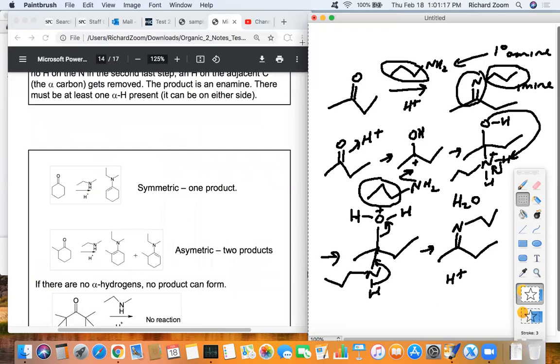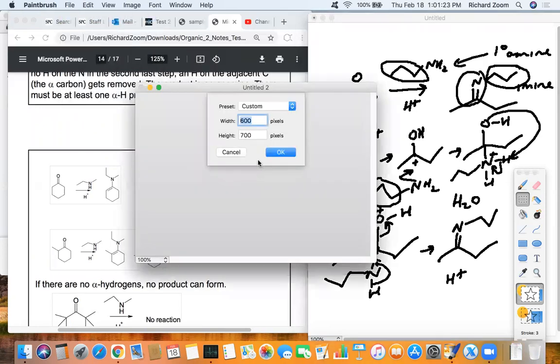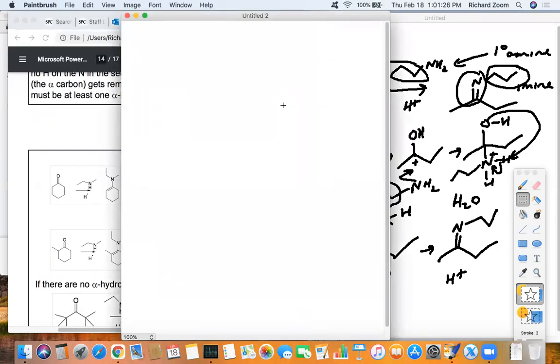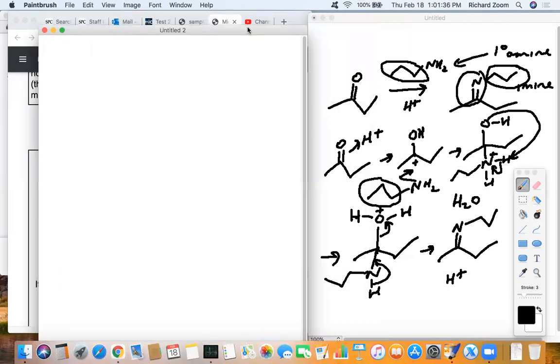Actually, what I might do, I'll leave this here, and I'll create a new file here. And I'll put them side by side so you can contrast them and you can see what changes as we go through the mechanism.